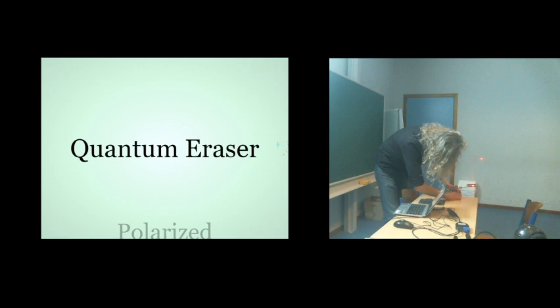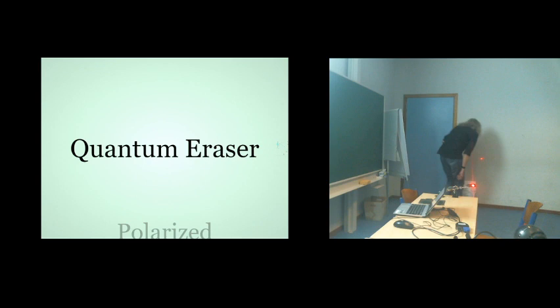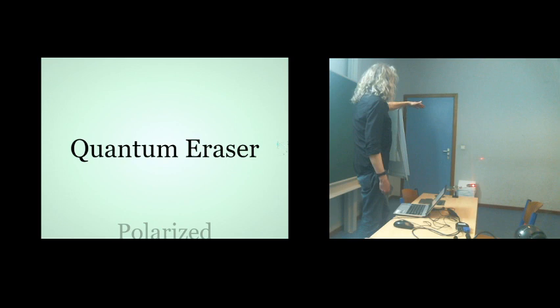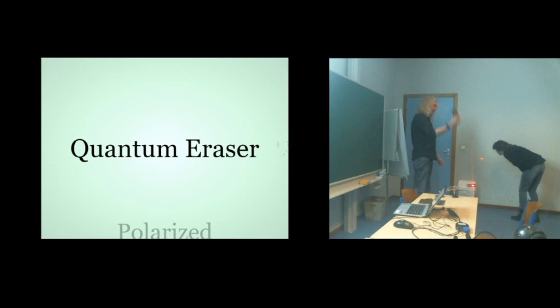Quite sure it will be very good to see that. We will try. So now I see two blobs of light there. One has horizontal polarization, one is vertical polarization. If I have the other filter here, I can see which one is blocking.